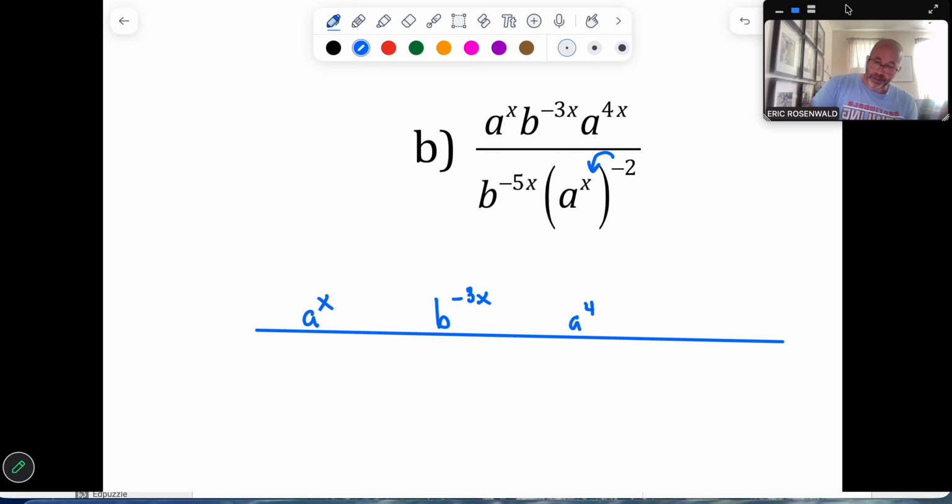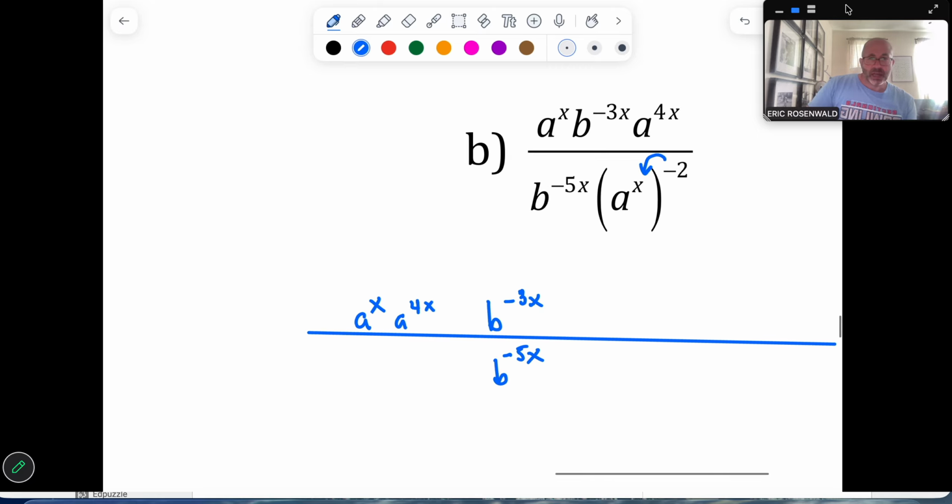Let me rewrite that so that we have the x there. And since these have the same bases, this actually belongs over here with it. All right, then on the other one, we have a b to the negative 5x. And then we have this part here that's being distributed, so we're going to have a to the negative 2x.